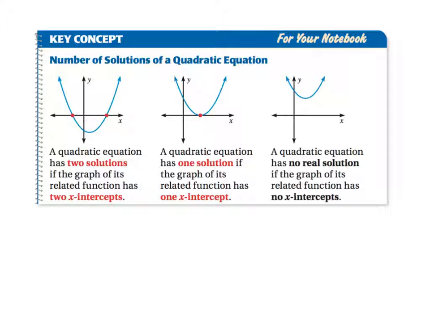So back to the number of solutions. If your parabola hits the x-axis in 2 places, just like we did in example number 1, you're going to have 2 solutions. You will have one solution if your vertex of your parabola is on the x-axis because it's only hitting the x-axis in one spot. In certain cases, your parabola may lie all above or all below the x-axis, and in that case, you would have no x-intercepts, which means you have no real solutions, meaning you have no answers at all. So you could have 2 answers, 1 answer, or no answers at all.